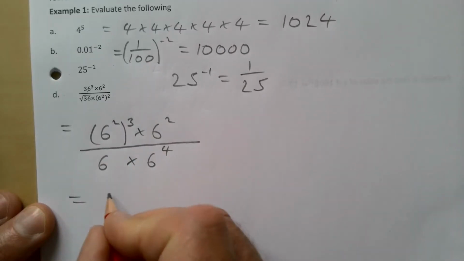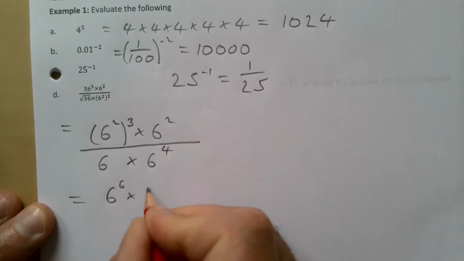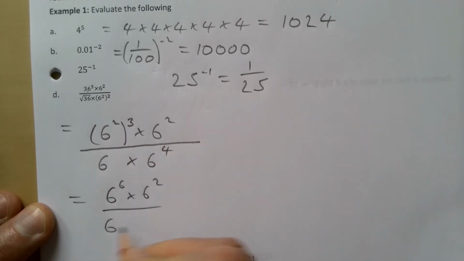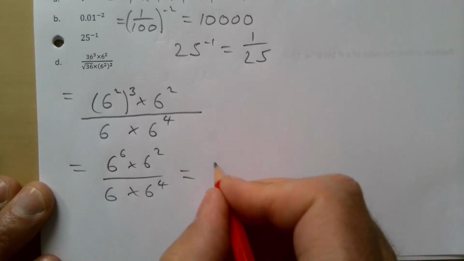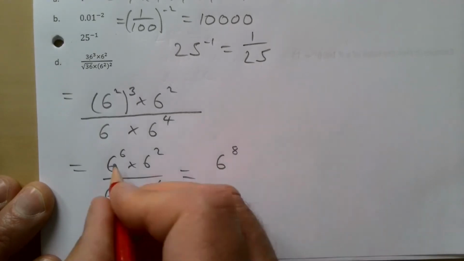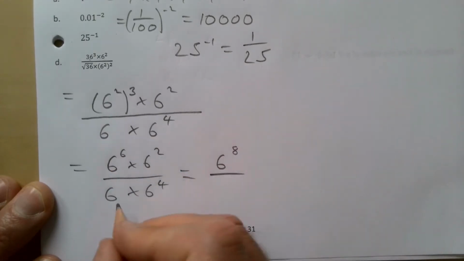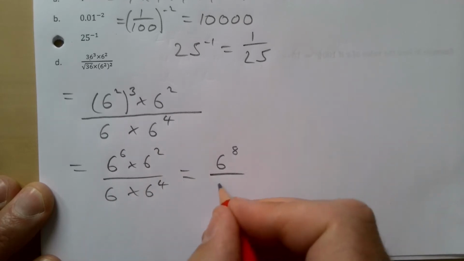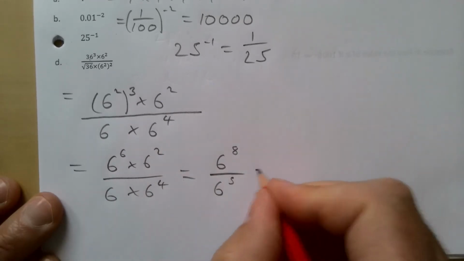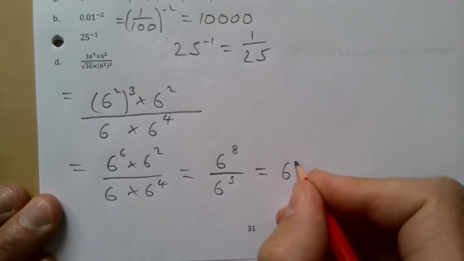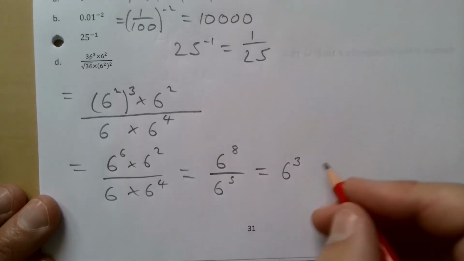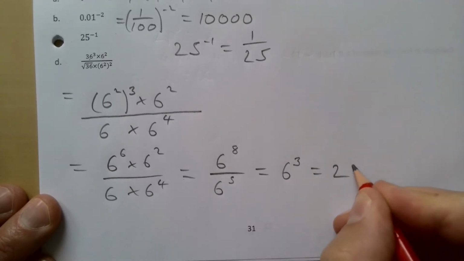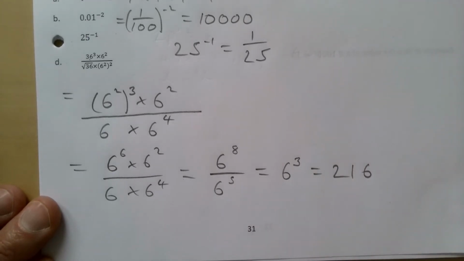Tidying up then, that gives me 6 to the power of 6, multiplied by 6 squared, all over 6 times 6 to the power of 4. And let's work our way along here. That gives me 6 to the power of 8, because we add the two powers, all over 6 to the power of 1 times 6 to the power of 4, which gives me 6 to the power of 5. And that then gives me 6 cubed. It says to evaluate it, so we want the actual number for that, and 6 cubed, if you remember from our first example, is 216.